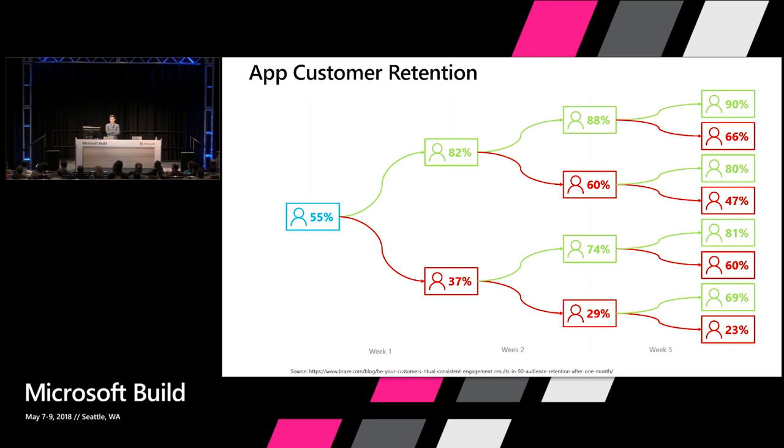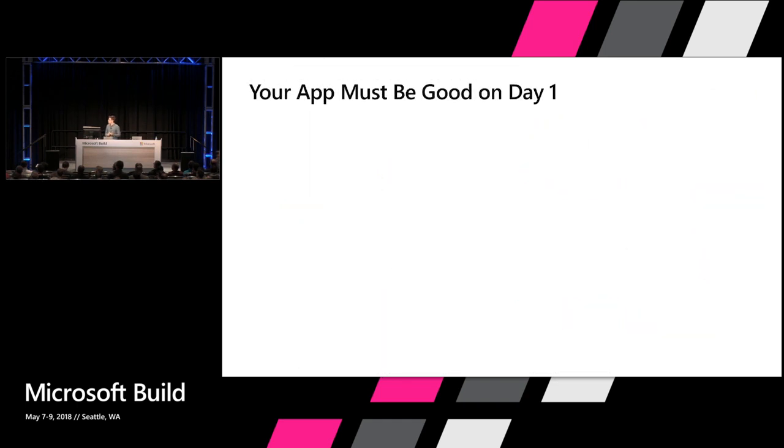So you really want to get this right. The drop-off there is significant, 82 versus 37, just from people that try your application in the second week. So what can you do about this? First off, your app has to be good on day one. You cannot launch a half-baked app.